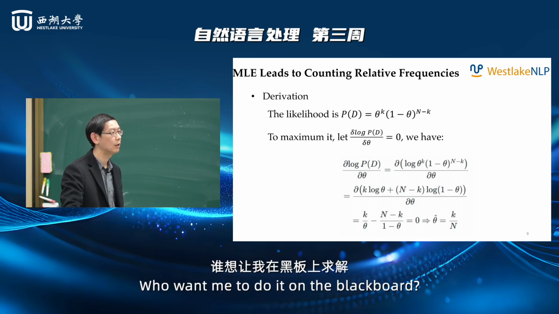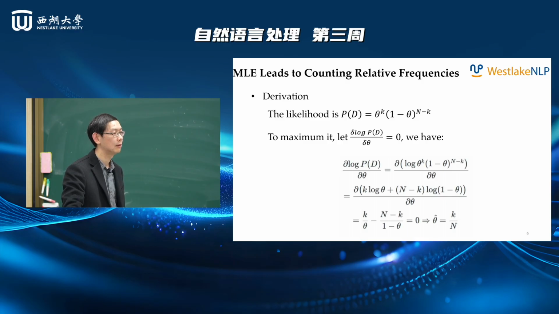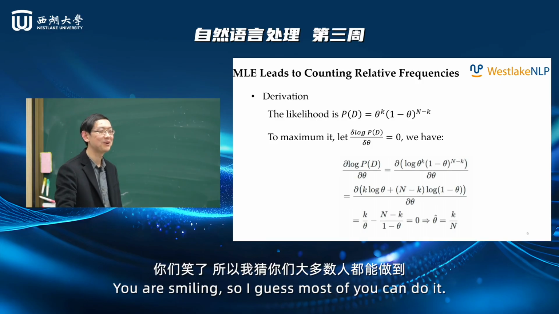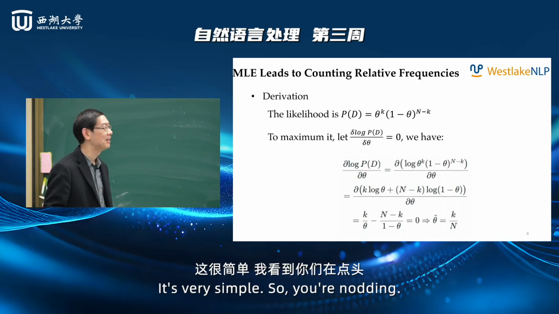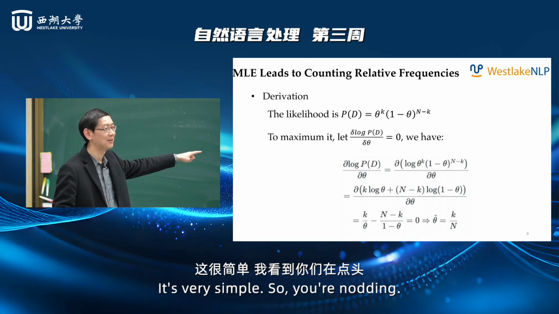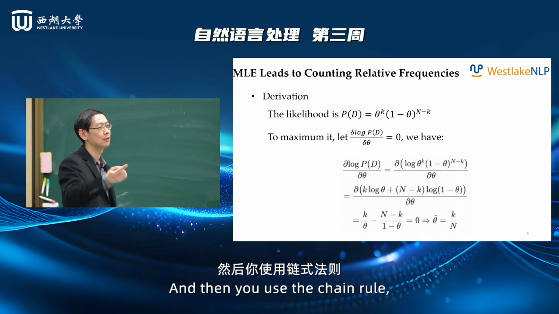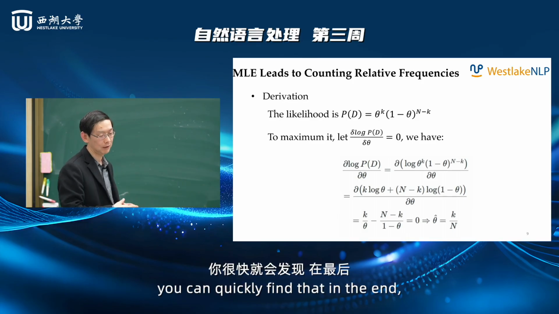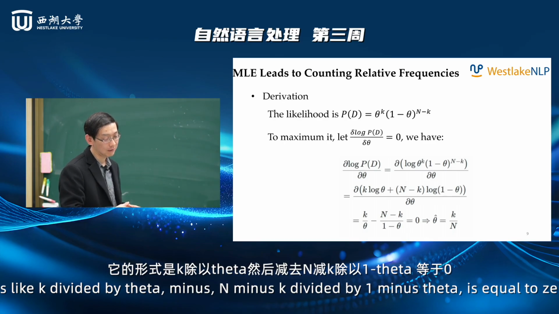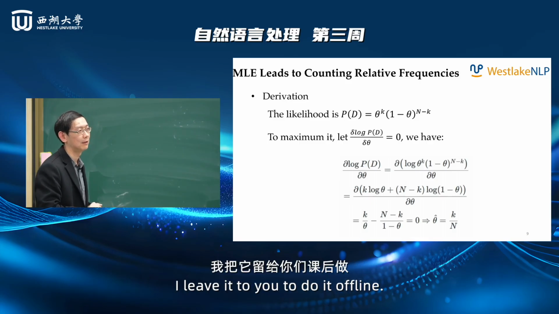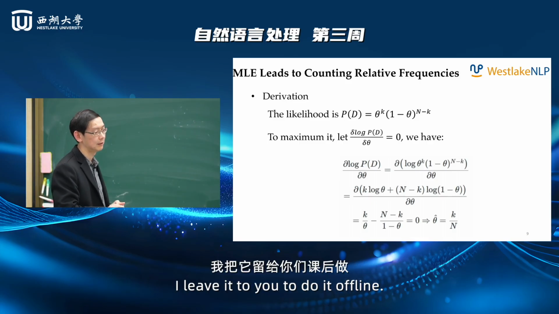Who wants me to do it on the blackboard? None of you want me to do it, and you are smiling, so I guess most of you can do it. It's very simple. The derivative of a logarithm is 1 over something, and then you use the chain rule. You can quickly find that in the end, it's k divided by theta minus n minus k divided by 1 minus theta is equal to 0. When it plateaus and you solve this equation, you get the result. I leave it to you to do it offline.